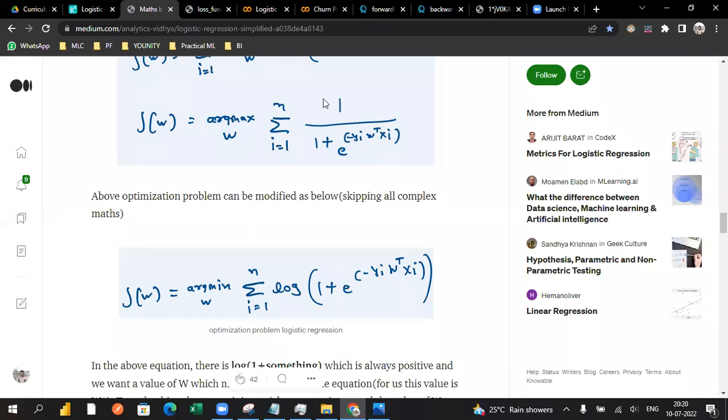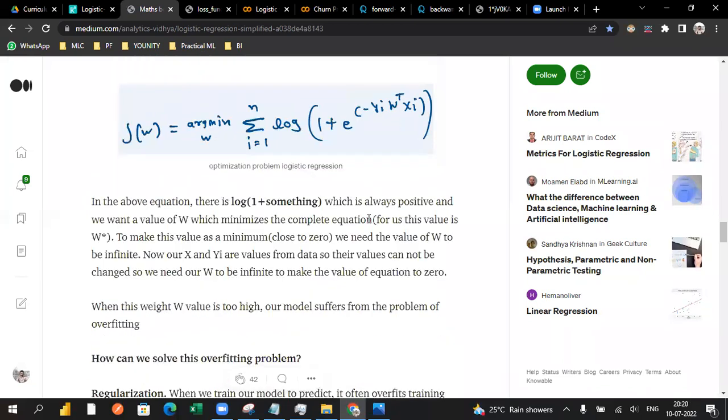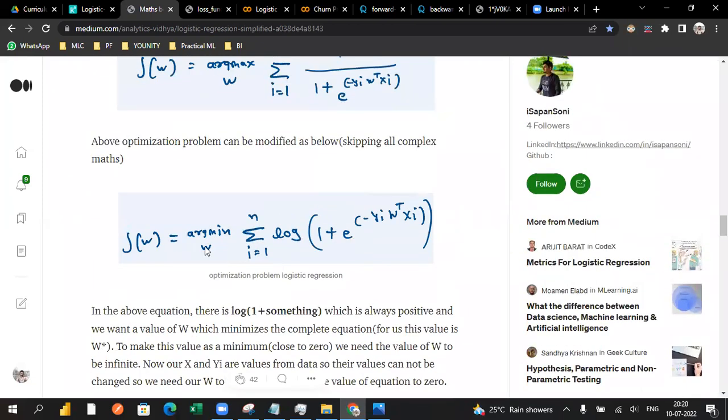Just apply this formula whenever you have 1 by 1 plus e to the power of minus x. All the time, it will be computed by using 1 by x. The 1 is going to be removed and it will come on the top. That is the reason we are getting 1 plus e to the power of minus yi w transpose xi. So what will happen if you have this log function along with some constant results? This is the minimization, and we can also call it the cost function for logistic regression.